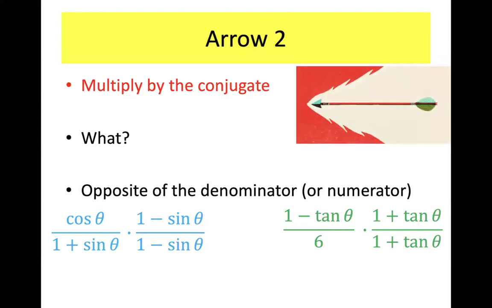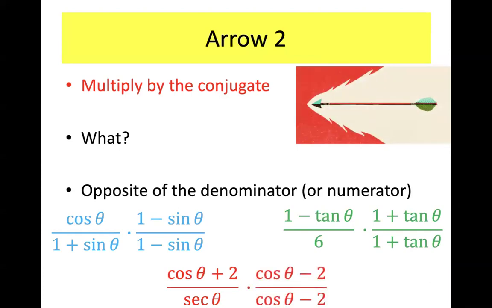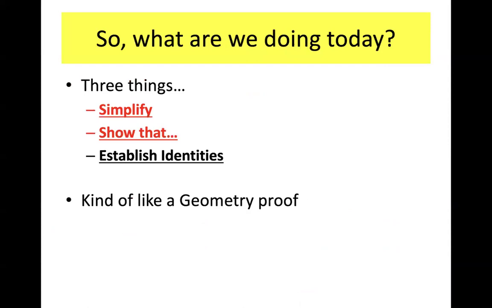The issue with these arrows, we got two of them now, is, well, which one do you use? Well, clearly, if you don't have something you can multiply by the conjugate, you can't do that. But if you do, is this the right choice? And the answer is, well, maybe it is. But remember that the advice that one teacher said was try something. This is the second thing that you can try, multiply by the conjugate. Last example, cosine theta plus 2, we can multiply top and bottom by cosine theta minus 2.